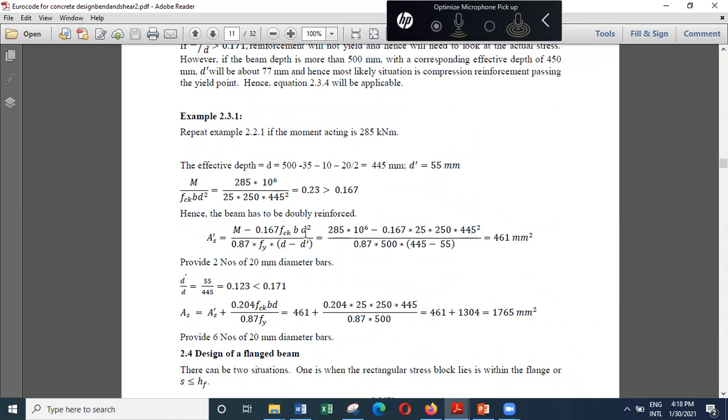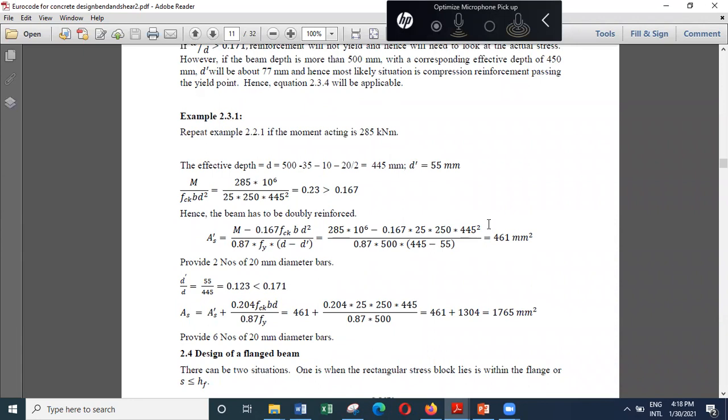0.167 fck, fck is 25. Breadth of the section is 250. d is 445 squared. And the d dash value is 55 millimeters. So you can find the reinforcement required in compression. And this can be easily provided by using two numbers of 20 millimeter bars, each having 314 millimeters squared. So 628 millimeters squared.